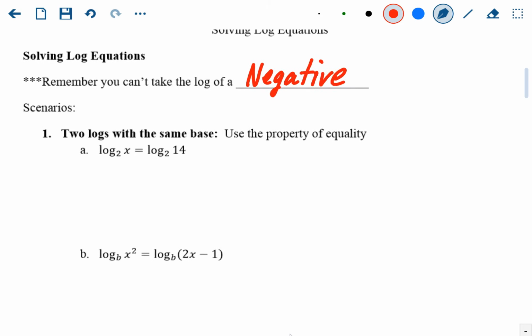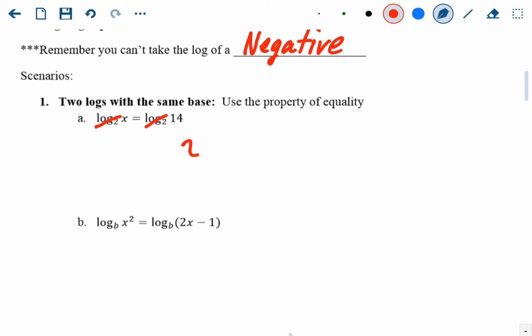All right. So the first scenario, the easiest one, is that if you already have two logs with the same base, then you're just going to use that property of equality. The property of equality states that if you have two logs with the same base, one on the left side and one on the right side, then you can just get rid of the log portion and only look at their arguments. So you have log base 2 equals log base 2, which means this input and that input have to be the same. You just get rid of the log portion and you're left with x equals 14. That's the easiest version we could have. That's the answer.